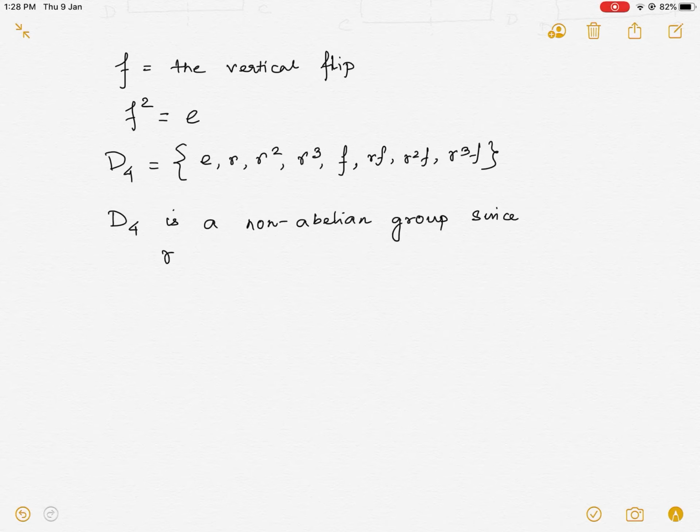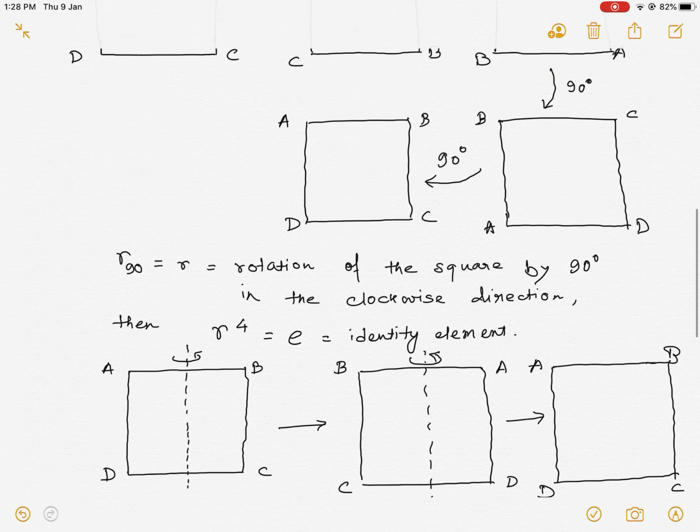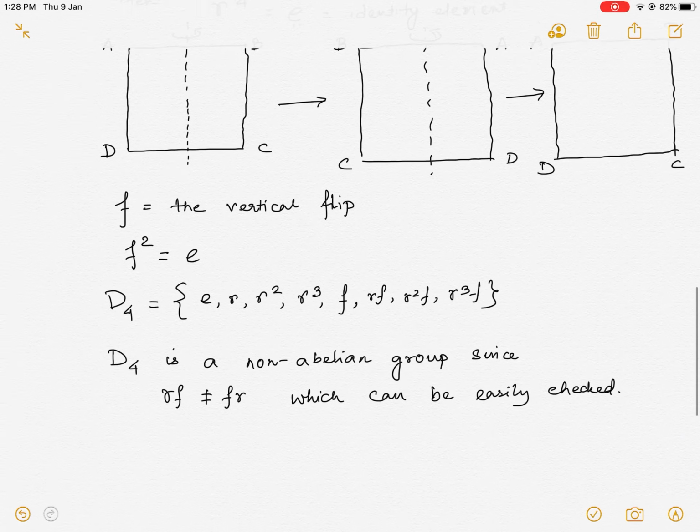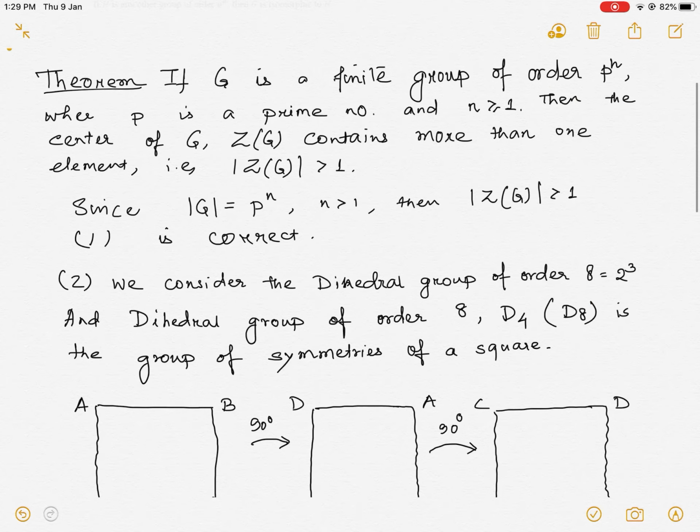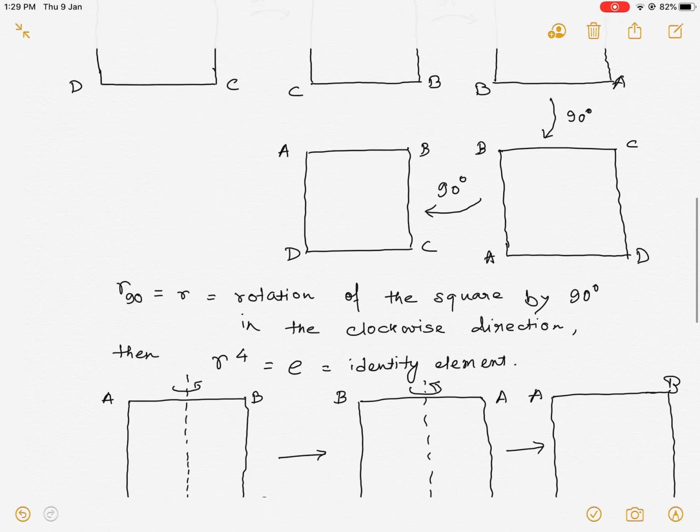Since RF is not equal to FR, which can be easily checked. Thus, we are getting a group D4 of order 8, that is 2 cube, which is non-abelian. Hence, option 2 is ruled out.